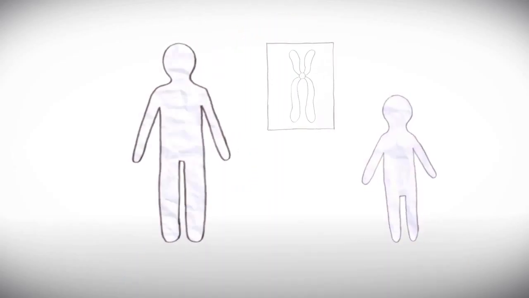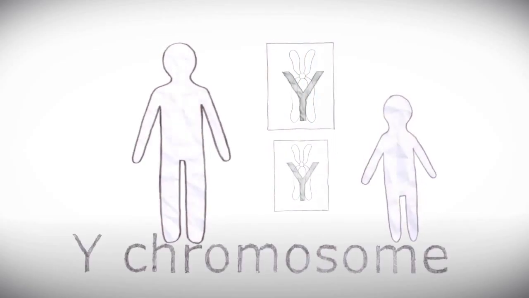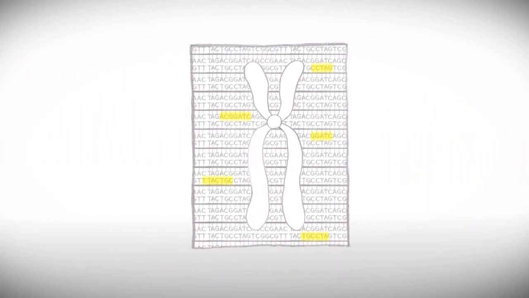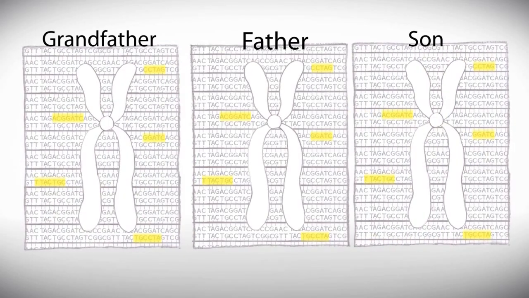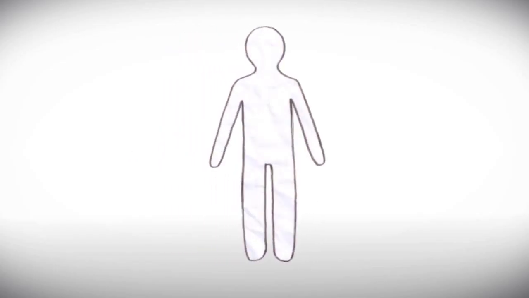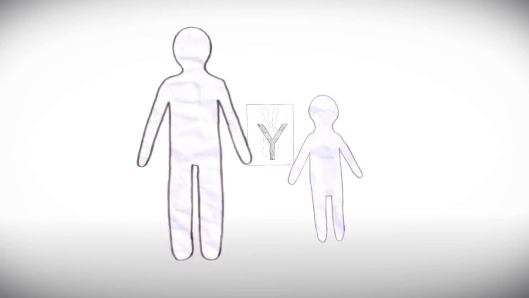But we found a shortcut. There's one of your 23 pairs of chromosomes that gets passed on virtually unshuffled. It's called the Y chromosome. If we look at your Y chromosome, the markers that your ancestors left you from thousands of years ago should still be in the same order. But there's a catch to the Y chromosome. It exists only in males, passed on directly from father to son. In fact, it's the Y chromosome that makes a male a male.